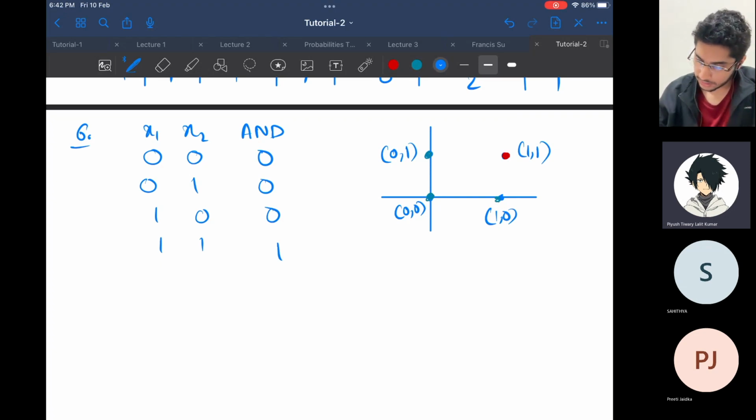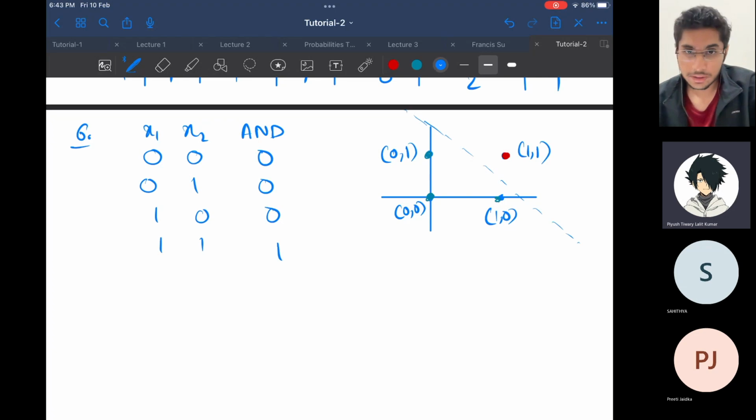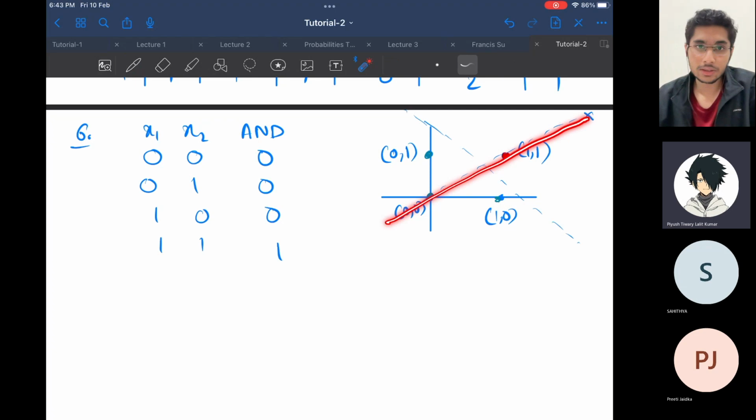Any line that is able to separate these two is a valid boundary that can be learned using an MP neuron. The first option takes a line that goes from here, so this is not correct. The first option which takes this line is not correct, since these 2 points are on different sides of this boundary. It is not correct.